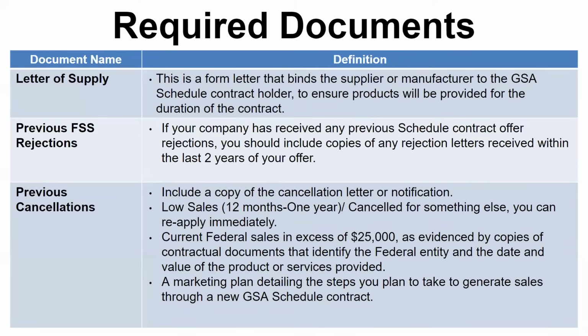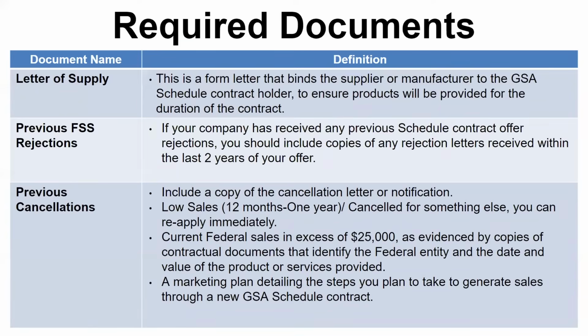Current federal sales in excess of $25,000 is evident by copies of contractual documents that identify the federal entity and the date and value of the product and services. A marketing plan, the steps you plan to make to generate sales through a new GSA schedule contract. And those are just examples for the reason your contract was canceled.